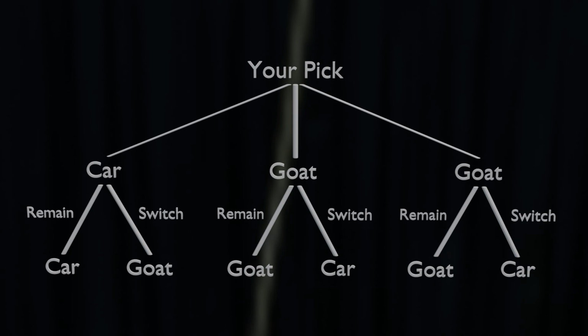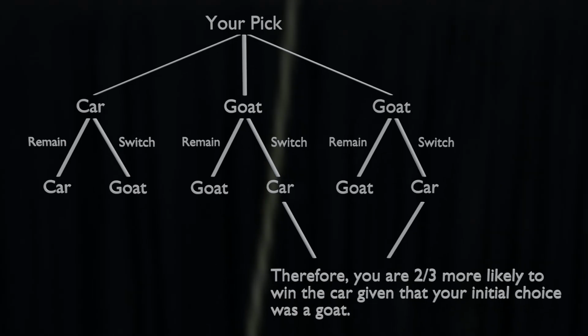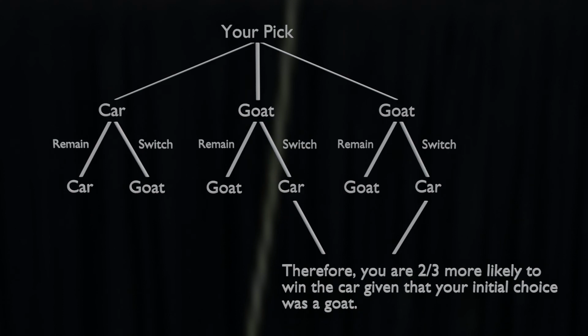If your initial choice was the car and you choose to remain, then you will get the car, but if you switch, you'll get the goat. If your initial choice was a goat and you choose to remain, then you will get the goat, but if you switch, you will get the car. Therefore, you can see that by switching, you increase the likelihood of winning the car. So the best strategy is to switch when given the choice.